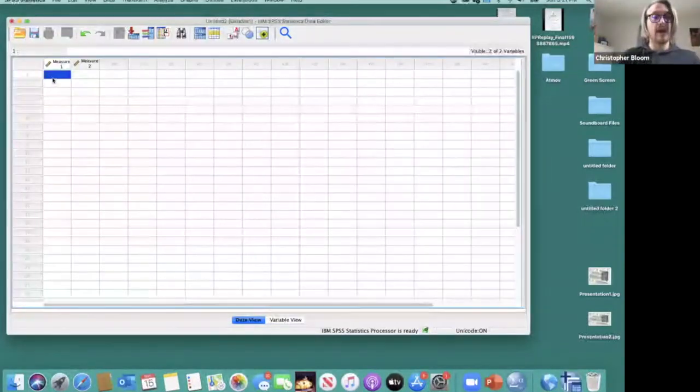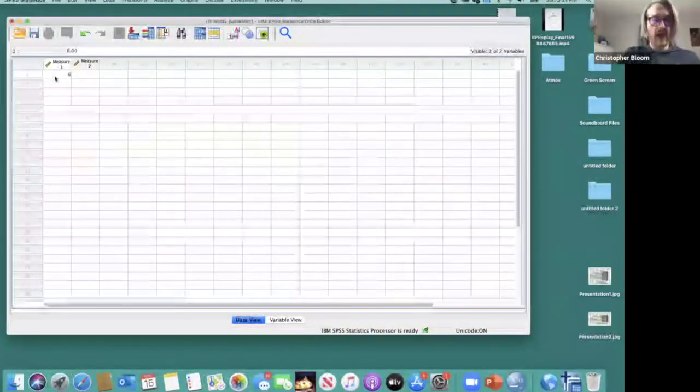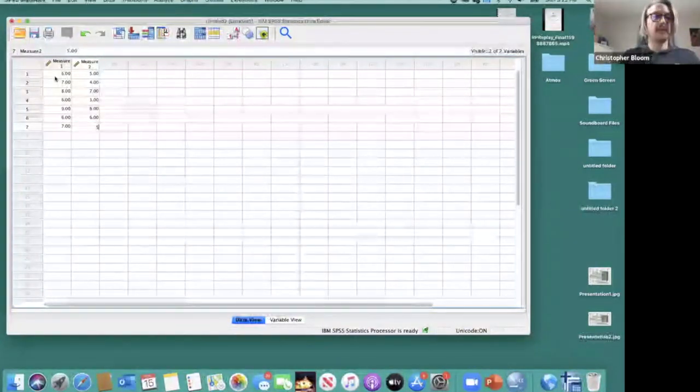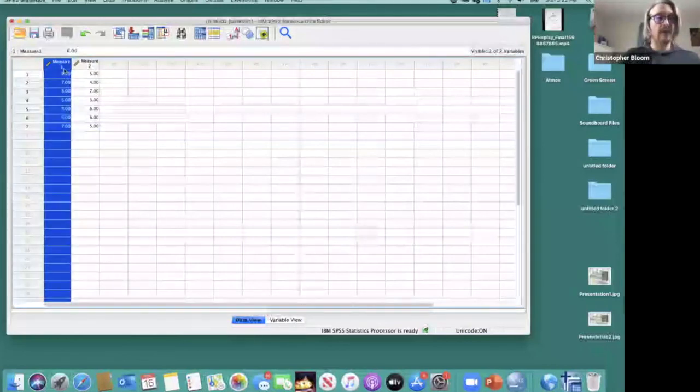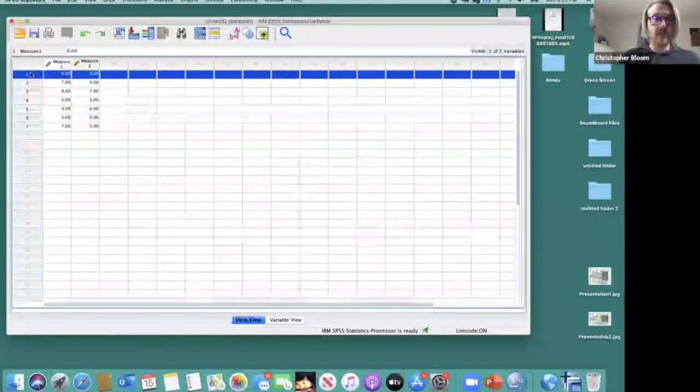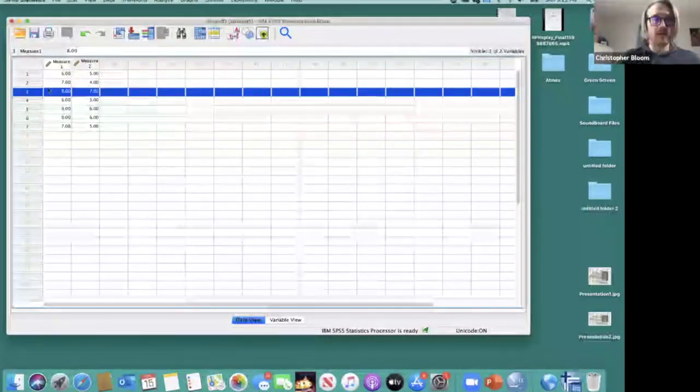So when we go back to the data view to enter the data, I'm just going to pair them. 6, 5 is our first pair, 7 and 4 is our second pair, 8 and 7 is our third pair, 6 and 3, 9 and 6, 6 and 6, and then finally 7 and 5. So what we have here is the group that had the professional advisors, paired with the group that had professors. So each one of these is a pair. This is pair 1, pair 2, pair 3, all the way down to pair 7.